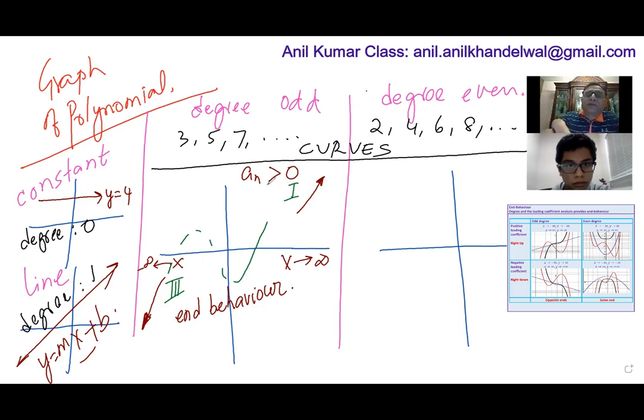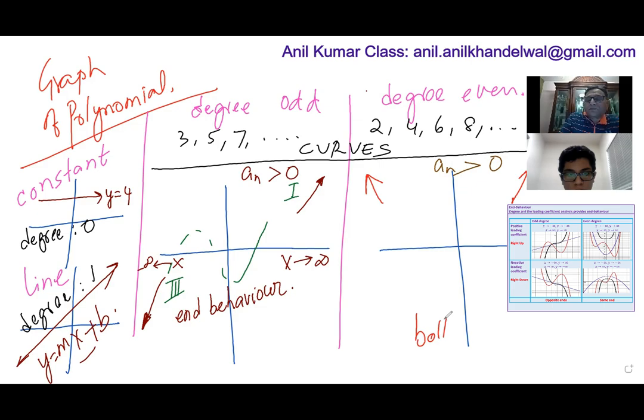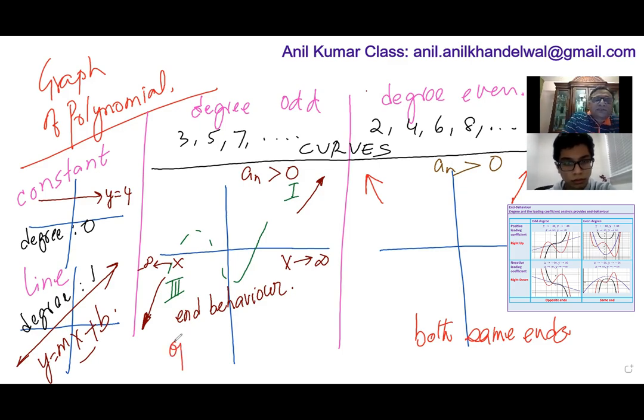On the other hand, if I have a polynomial of even degree with a positive leading coefficient, then the right side is of course up, as in the other polynomial with odd degree. So the right side is always up if the leading coefficient is positive. Remember that. However, for an even degree, both ends are the same. So we say both same ends, and in the odd case, opposite ends.